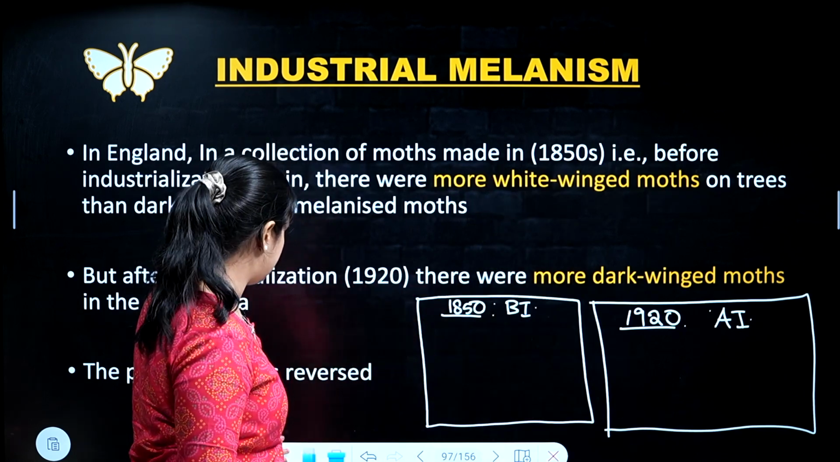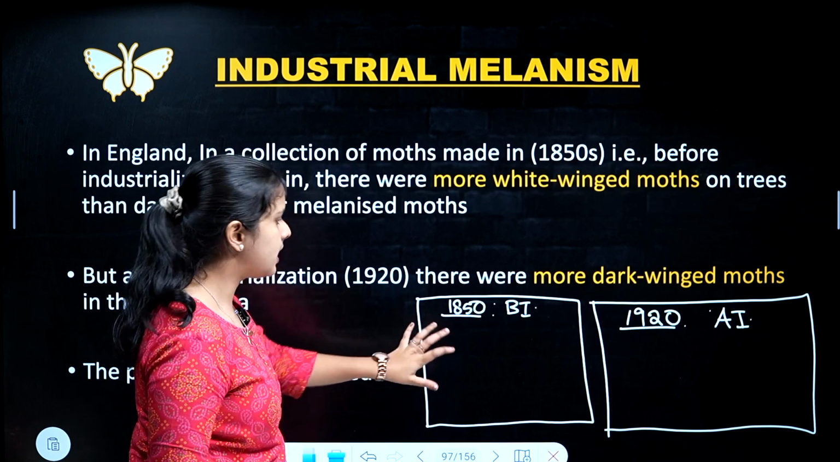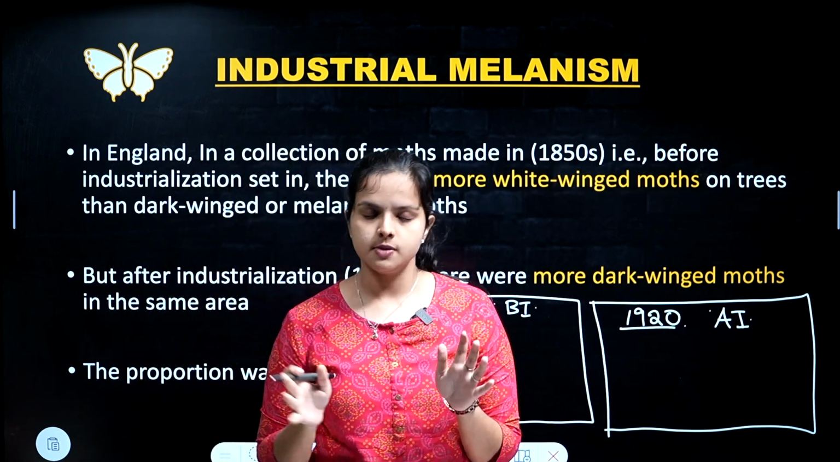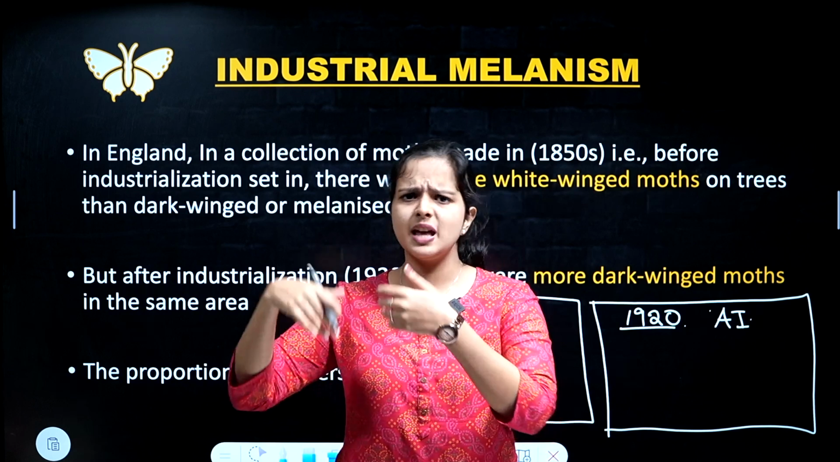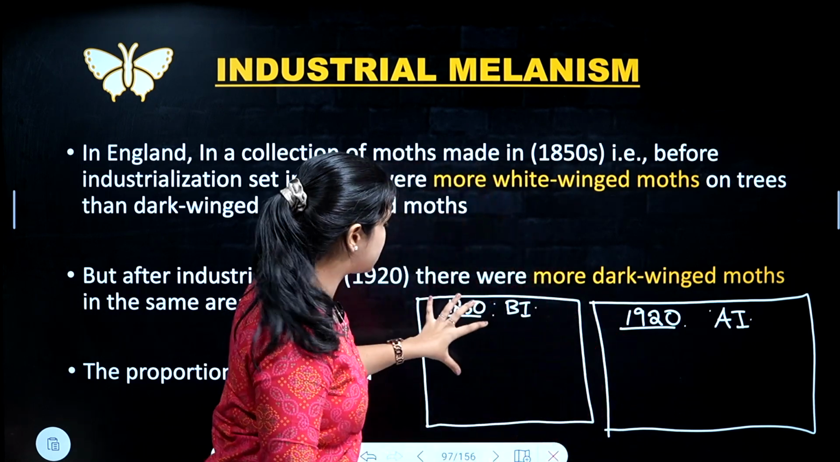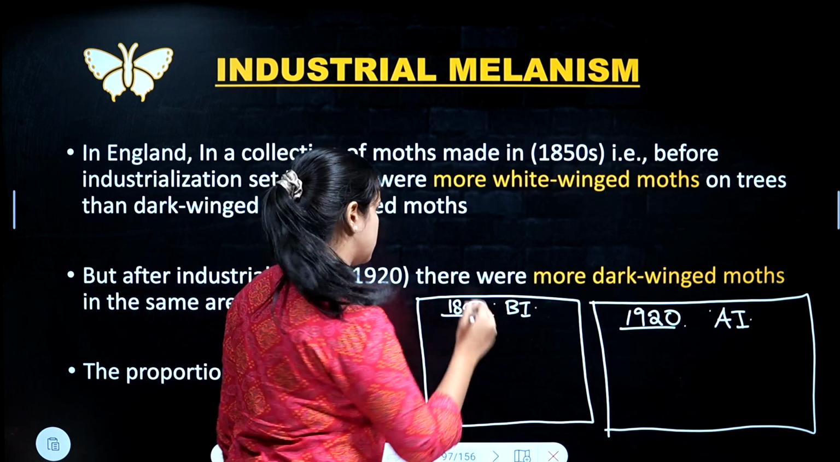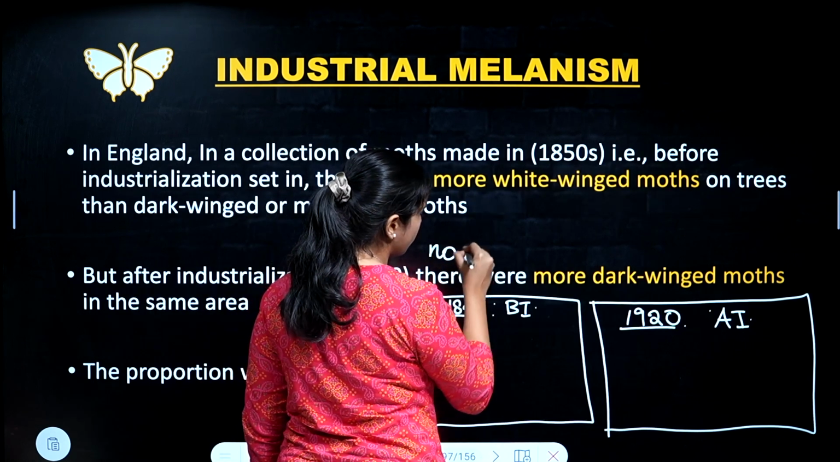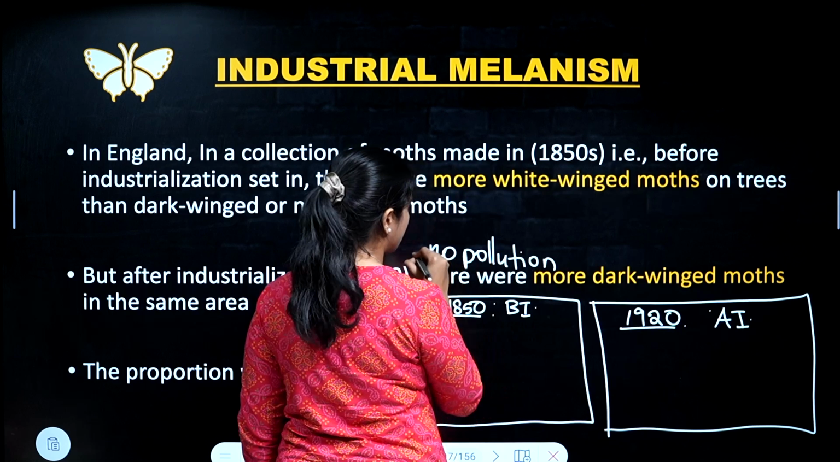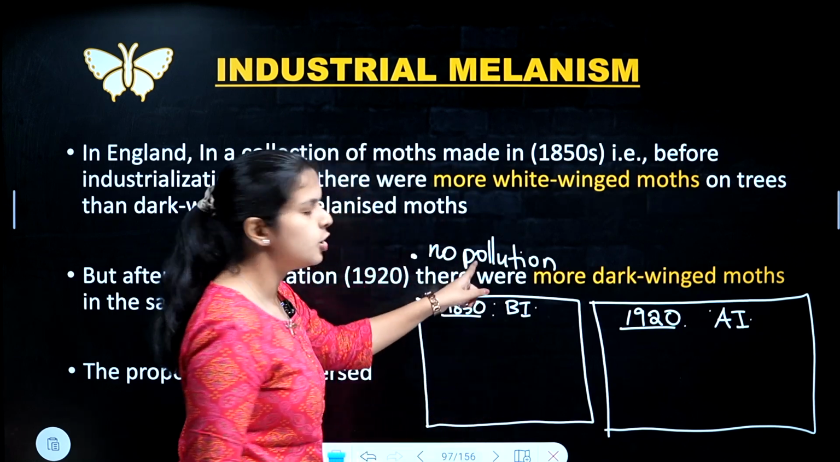Before industrialization, what actually occurred was there were no industries at all. So there was no pollution, because if industries are there, of course they'll emit polluted gases and the environment will be polluted. But before industrialization, there is no pollution. So in this case, there is no pollution. I'm writing it at the top.